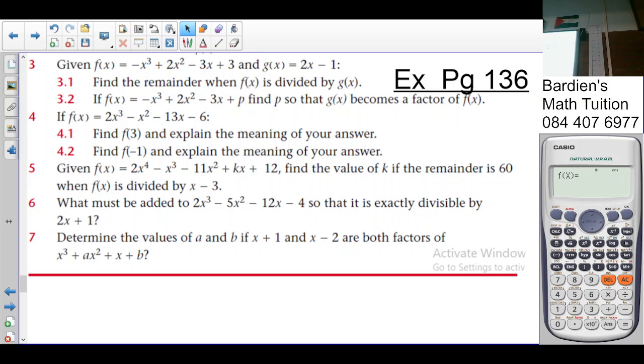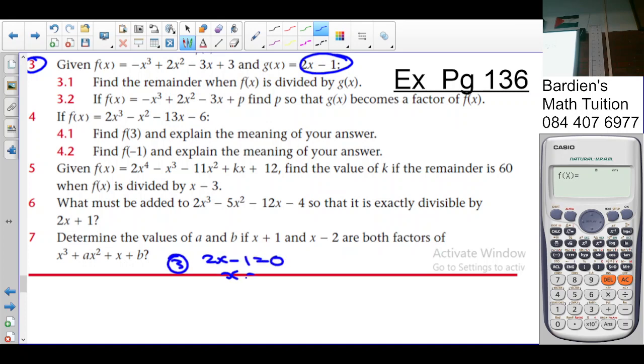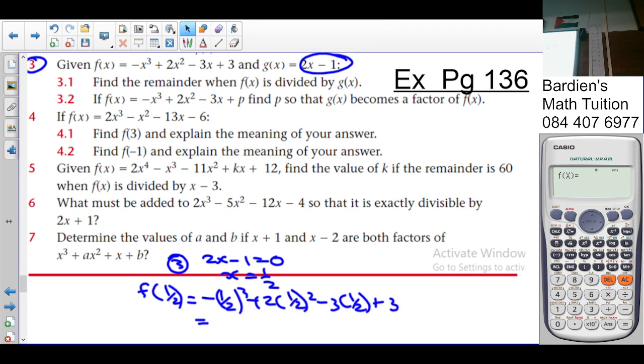So in other words, we said g of x, which is 2x minus 1, equal to 0. So x equal to half. So we now say f of half equals negative half cubed plus 2 times half squared minus 3 times half plus 3. Put that in a calculator.